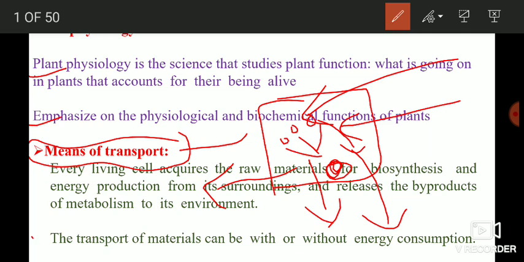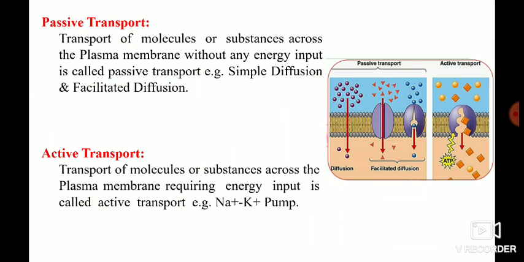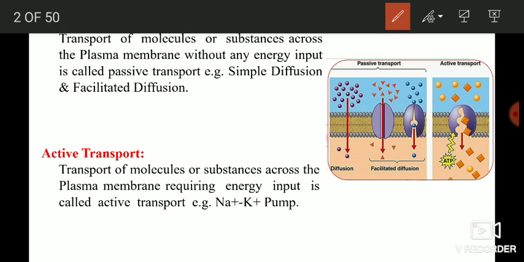Now, the transport of materials can take place either with or without energy consumption. And accordingly, there are two types of transport. One is known as passive transport, and the second one is known as active transport. First of all, passive transport. It is the transport of molecules or substances across the plasma membrane without any energy expenditure. Examples are simple diffusion and facilitated diffusion.